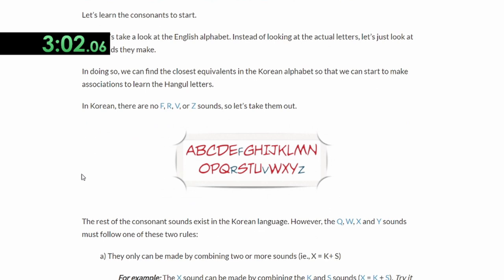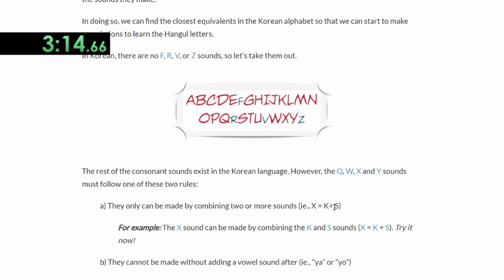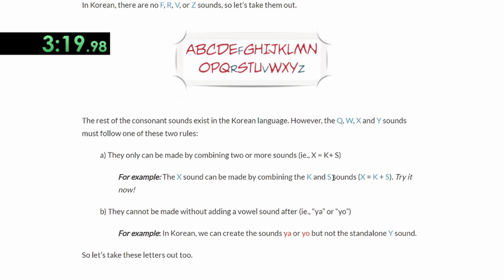However, Q, W, X, and Y sounds must follow one of these two rules. They can be made by combining two or more sounds. X is equal to K plus S. For example, the X sound can be made by combining the K and S sounds. Oh, so it's like in fire trucks. Would that be correct? The other rule: they cannot be made without adding a vowel sound after.